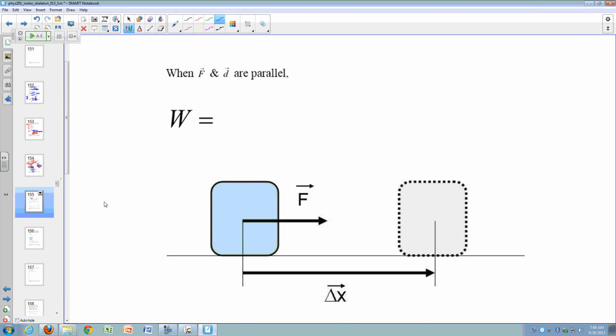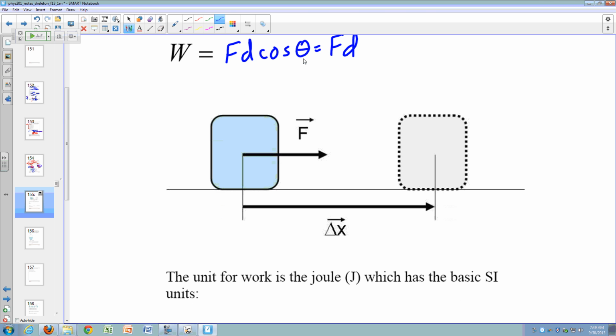Now, if F and D are parallel, that means that theta equals 0. Then we have F D cosine theta. That simplifies to just F times D, because cosine of 0 is 1. And so, for example, if I have something like this, where I have a force and a displacement, then my work is just F times delta X.